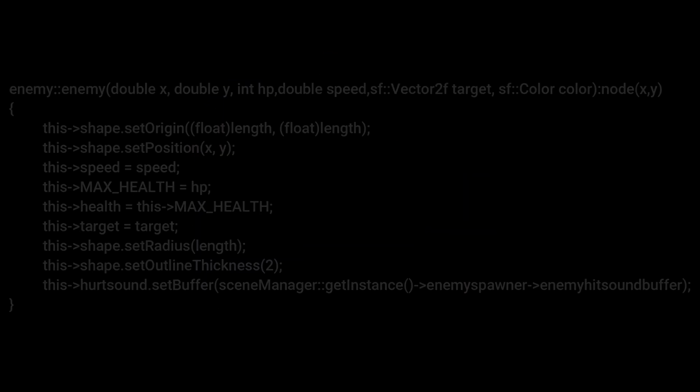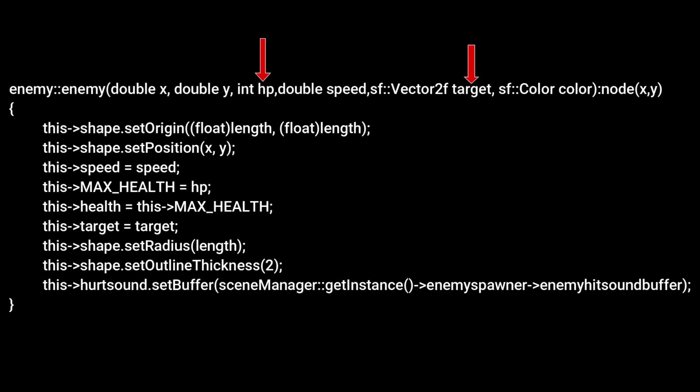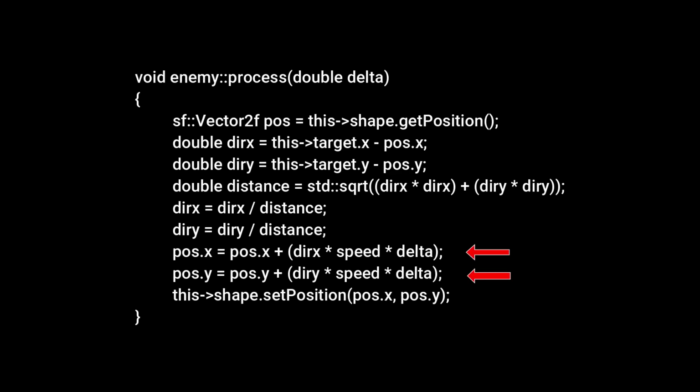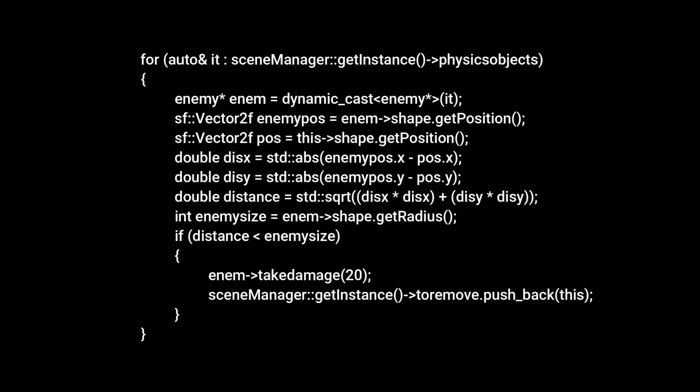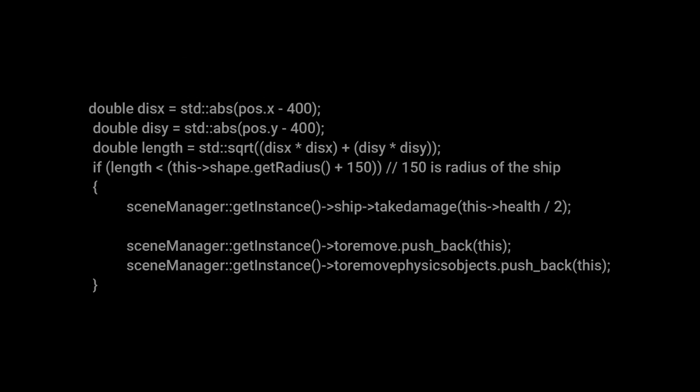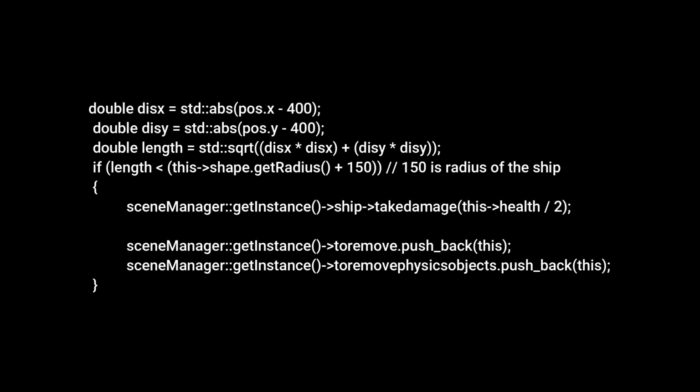Next, I programmed the enemy spawner, which adds a new enemy every second. The enemy constructor takes target and HP as arguments, and enemies move toward the target in every process call. For collision detection, I iterated over all the enemy objects and calculated the distance to the bullet. If the distance is less than the enemy's radius, the enemy health is reduced. A similar approach is used for enemies colliding with the ship, comparing the distance between the ship and enemy to the sum of their radii.